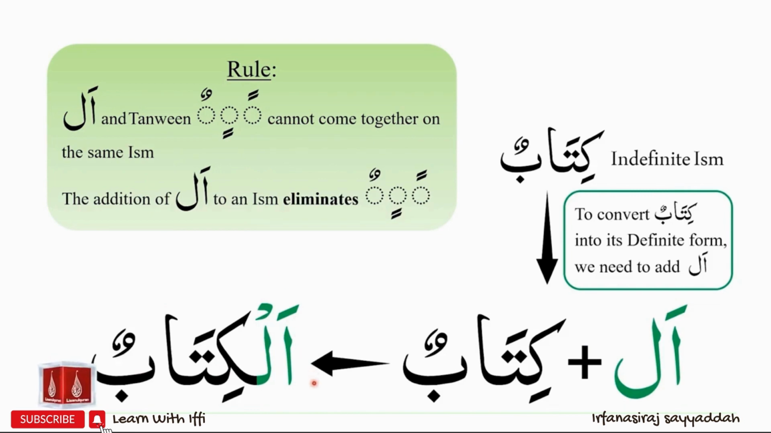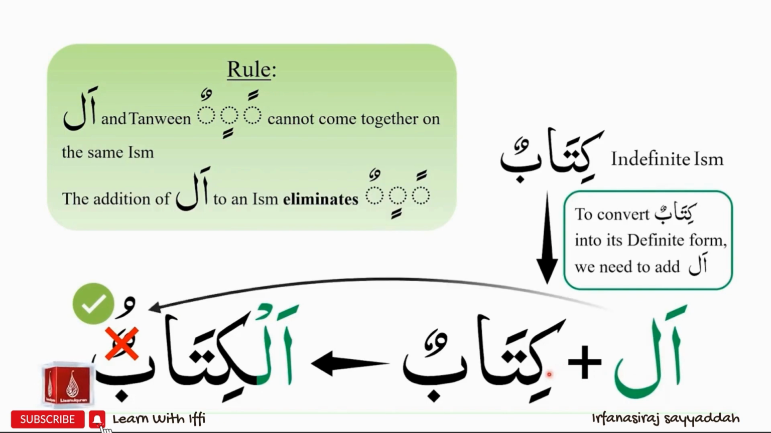So al-kitabun is incorrect. The addition of al to an ism eliminates the tanween. So the correct version will be to eliminate the tanween and add a single pesh. So kitabun is the indefinite ism and al-kitabu is the definite version. By adding al to kitabun, we get al-kitabu.